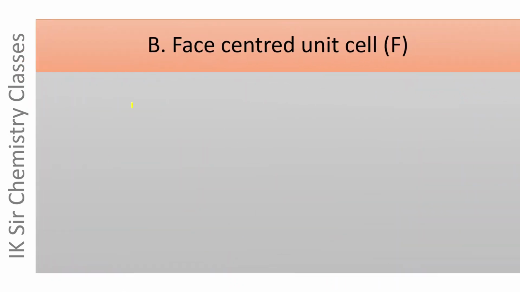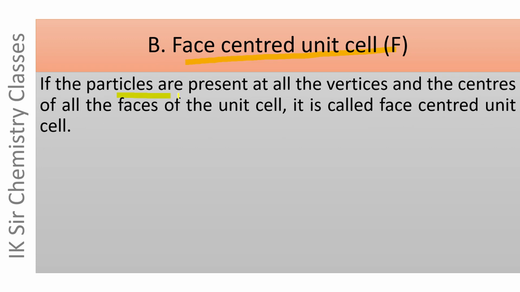And next type of centered unit cell is face centered unit cell, which is denoted by F. If the particles are present at all the vertices and centers of all the faces of the unit cell, it is called face centered unit cell and it is denoted by F. It is obvious that in the face centered unit cell, all the vertices and centers of all the faces are occupied by particles, and it has been represented diagrammatically as follows.